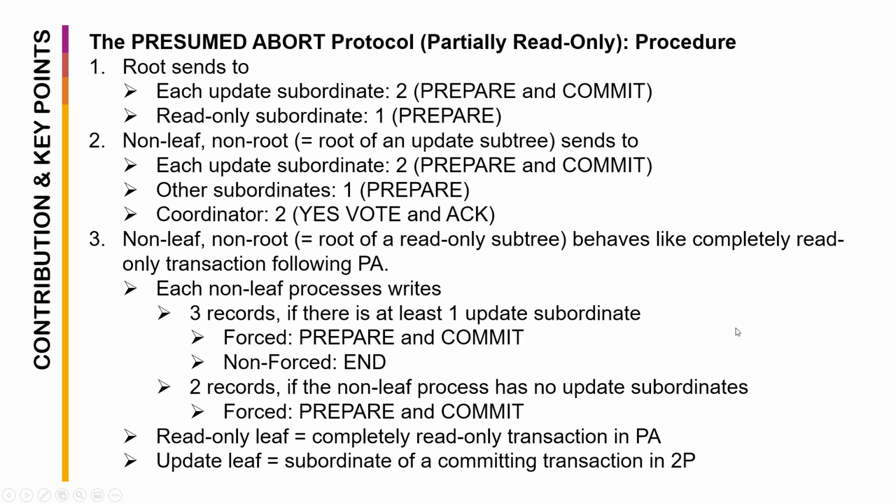Each one of the non-leaf processes writes three records: prepare and commit, which are forced, and an end record, which is not forced. It also writes two records if the non-leaf process has no update subordinates, which is a forced prepare and forced commit. Now, the read-only leaf process behaves just like the one in a completely read-only transaction following presumed abort, and an update leaf process behaves like a subordinate of a committing transaction in the two-phase commit protocol.